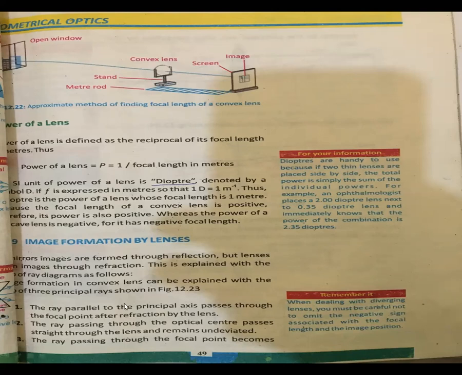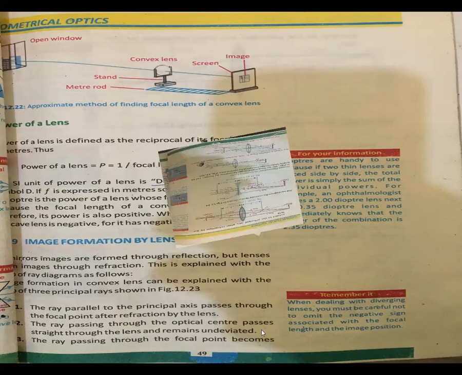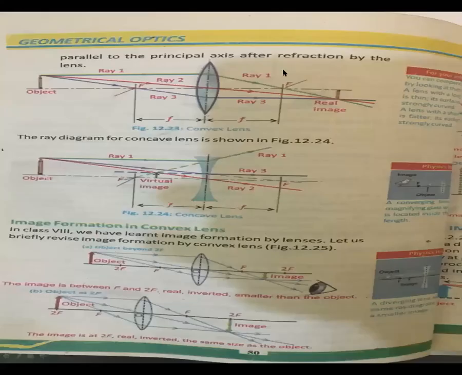So the ray of light parallel to the principal axis passes through the focal point after refraction by the lens. I will explain this shortly. The ray passing through the optical center passes straight through the lens and remains undeviated. The ray passing through the focal point becomes parallel to the principal axis after refraction by the lens.